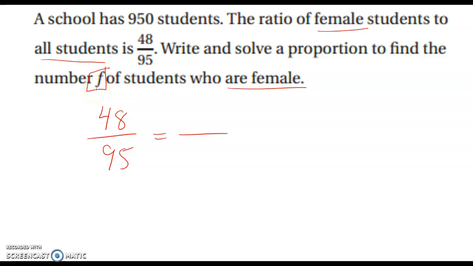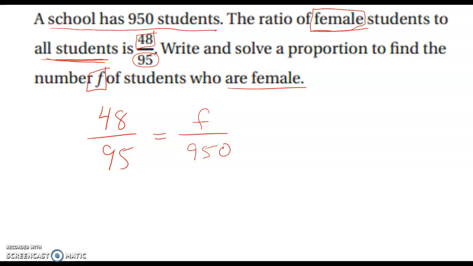So we're going to put the letter F wherever the female would go. So remember, female was the 48. So that's on top. So we're going to put the F on 48. So we have right here, the school has 950 students. That's the total number of students. So the total of all students went on the bottom. So we're going to put the 950 on the bottom.